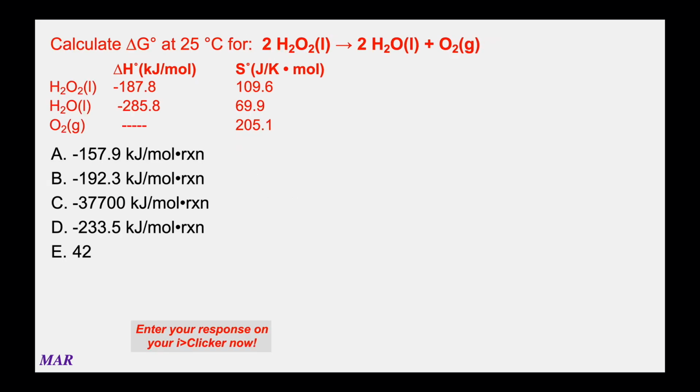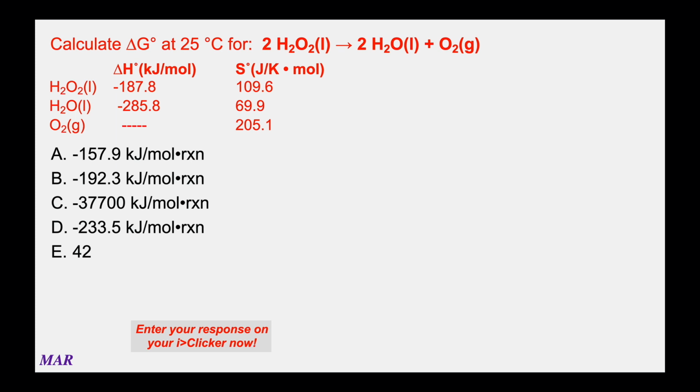In this problem, we have a series of delta H and delta S values, and we want to calculate the delta G for this reaction, which is 2 hydrogen peroxides decomposing into 2 waters and an oxygen. And there's 4 reasonable answers and 1 silly answer there once again.